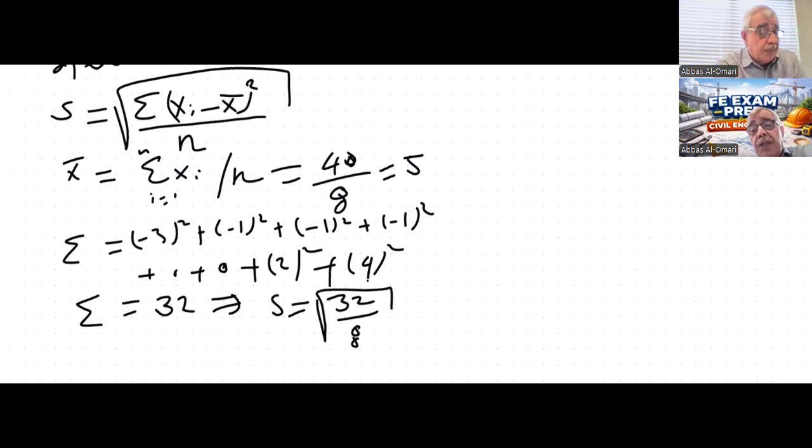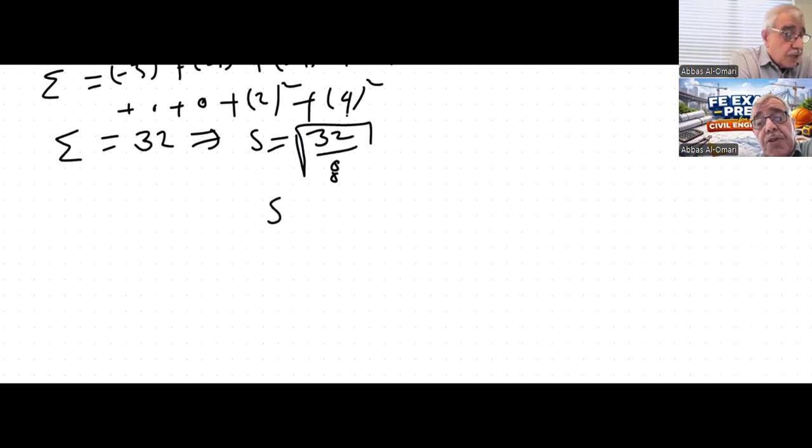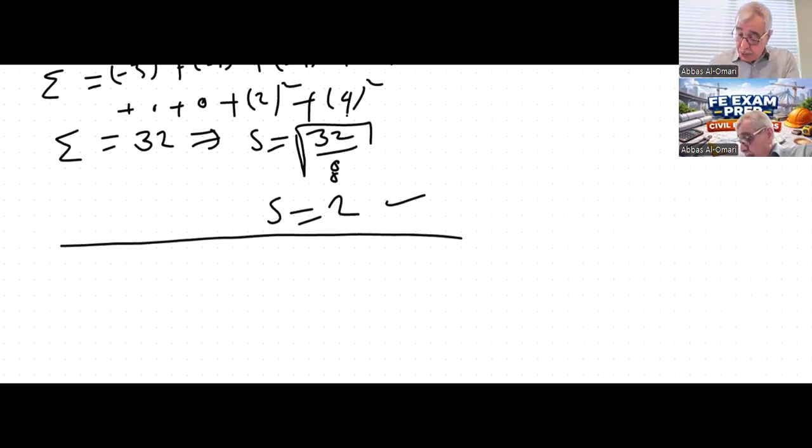So 32 divided by 8 is 4. Square root of 4 is 2. So the standard deviation for this population is 2. If you have any question so far, please send me a comment and I will get back to you.